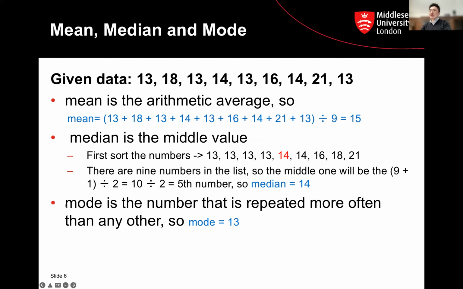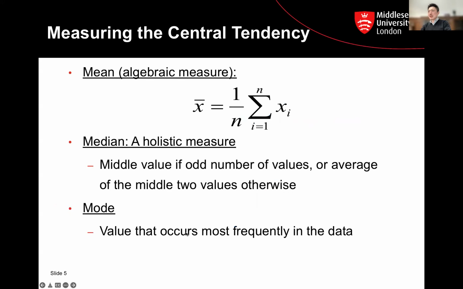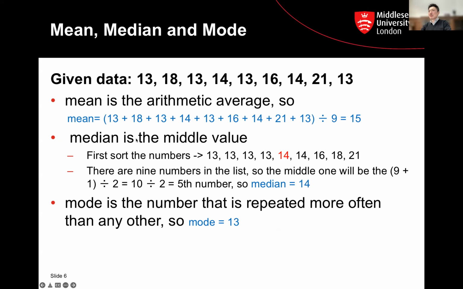Okay, and then the last one is mode. If you remember, mode is the number that occurs most frequently. So you just look at these values: 13 occurred 4 times, 14 twice, 16, 18, 21 only once. So this is the one that occurred the most frequently, the most number of times. So the mode will be 13.